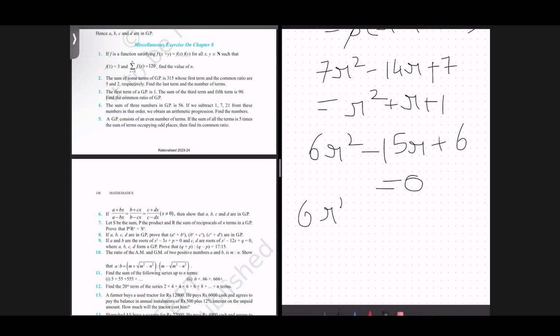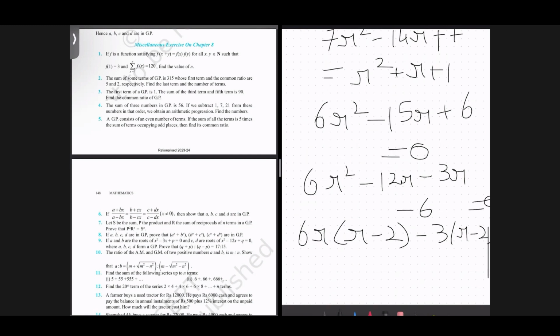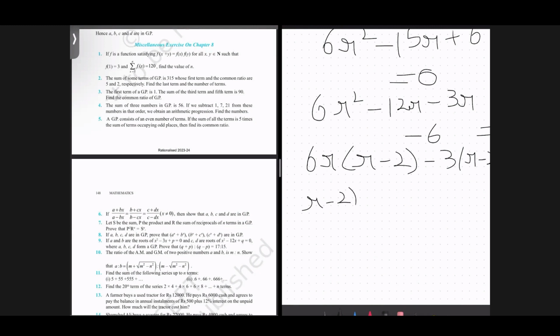So this becomes 6r square minus 12r minus 3r minus 6. Taking 6r out common, you have r minus 2, and taking minus 3 out common, you have r minus 2 equals 0, right? So we have r minus 2 into 6r minus 3 equals 0. So r can either be half or r can be 2, right?